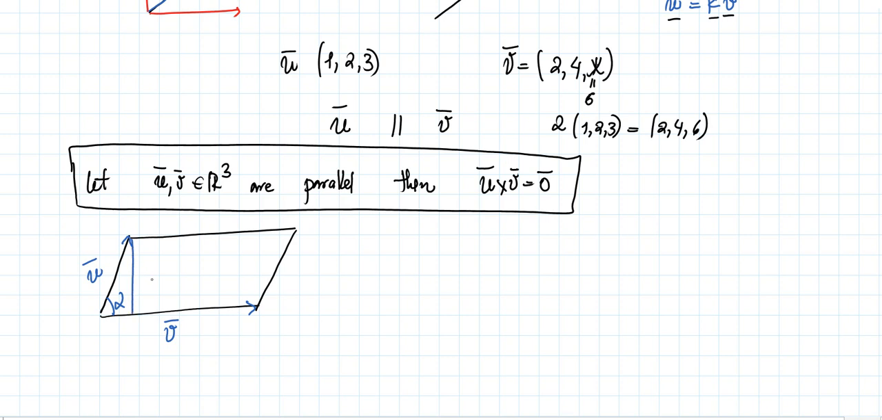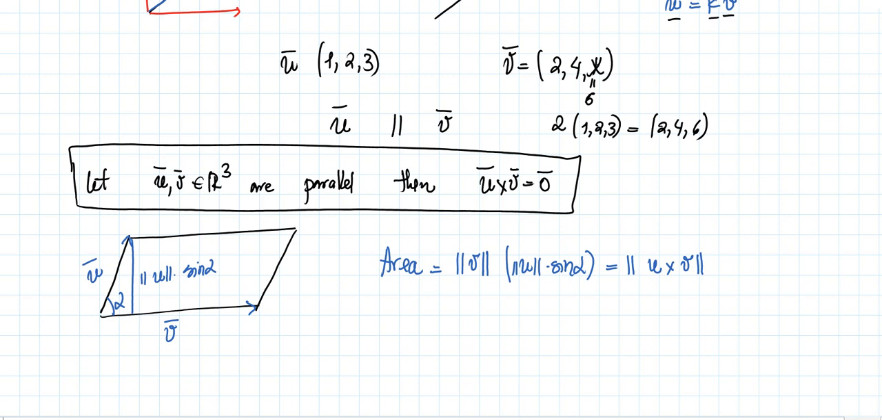The height is going to be equal to the norm of u multiplied by the sine of alpha, right? And the area of this parallelogram is equal to the norm of v multiplied by the norm of u multiplied by the sine of alpha. Okay? And it appears this is equal to the norm of u cross v, or v cross u, or u cross v. It doesn't matter here. When you find a norm, it's going to be the same.